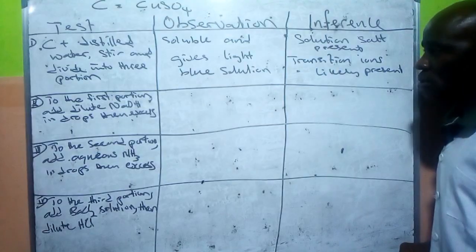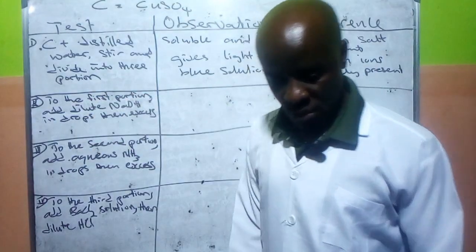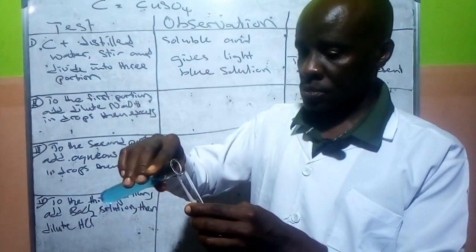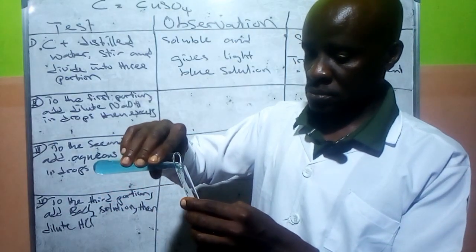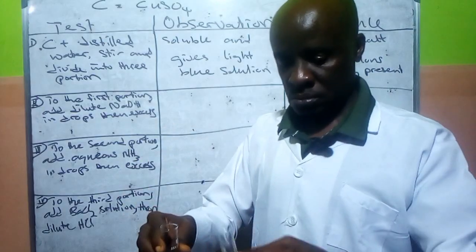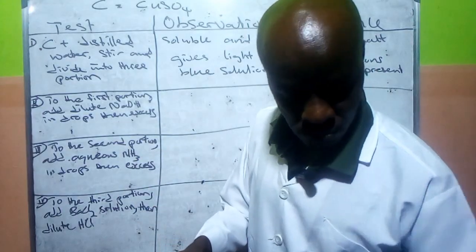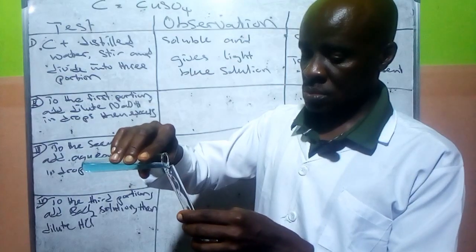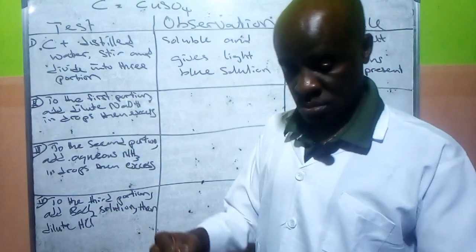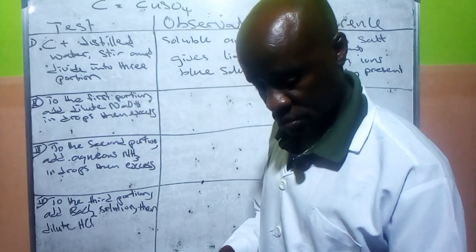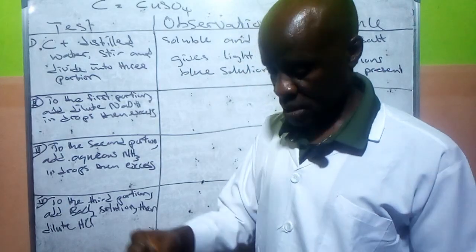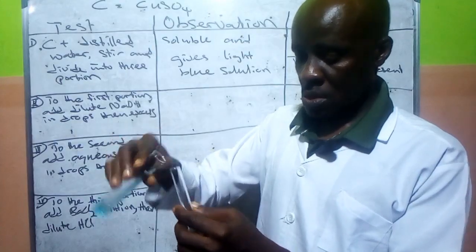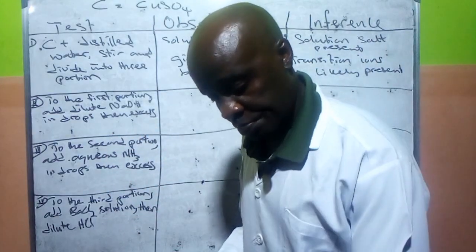So now let's go down to where it says divide into three portions. Then we're going to divide into three portions. This is portion one. This is the second portion, and this is the third portion.